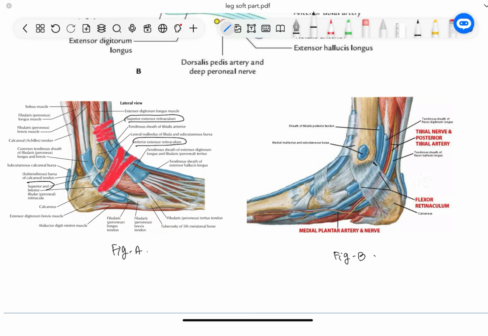So, this is the superior and inferior peroneal or fibular retinaculum. These are the two retinacula: superior and inferior peroneal or fibular retinaculum.